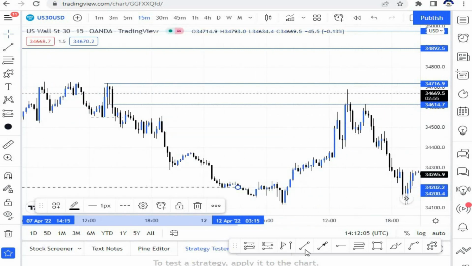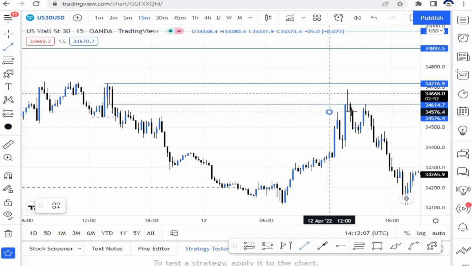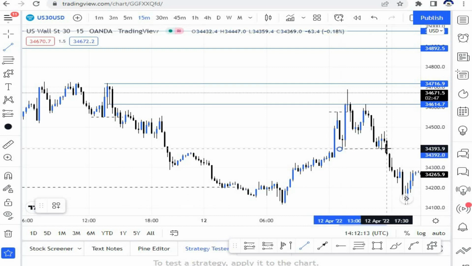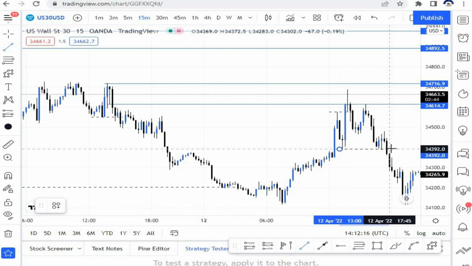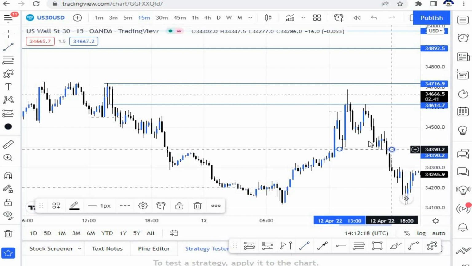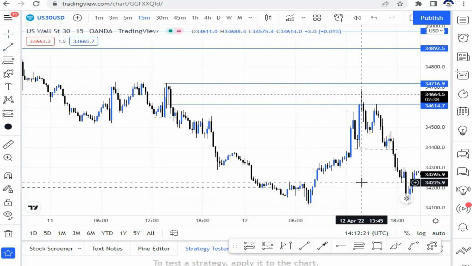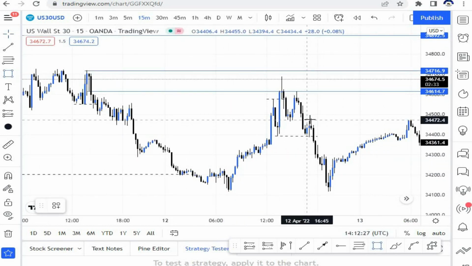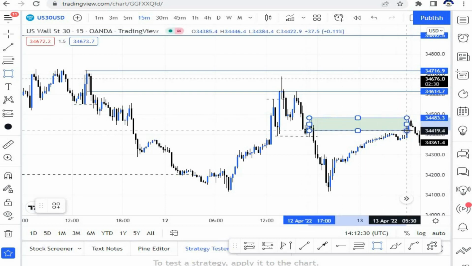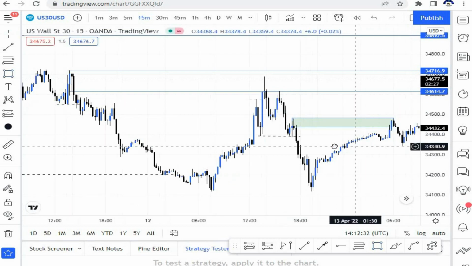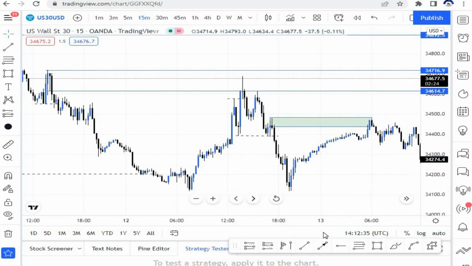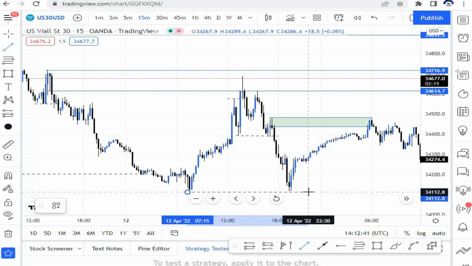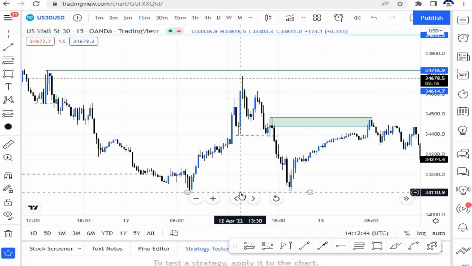But you can also see, guys, we had a breakout structure right there, and also we had this change of character right there. And then the price didn't come back. The price didn't come back. So now if we highlight this as our base area, you can see price coming and respecting it.